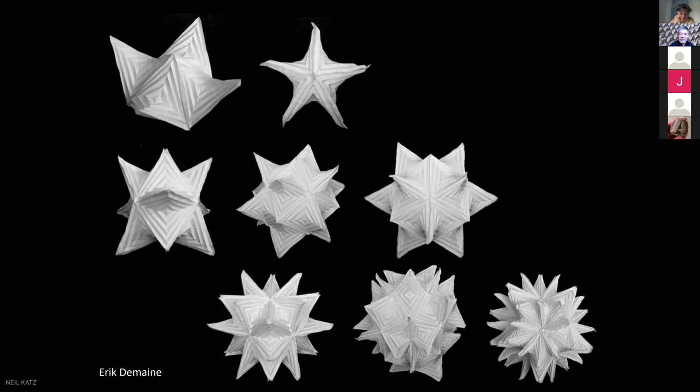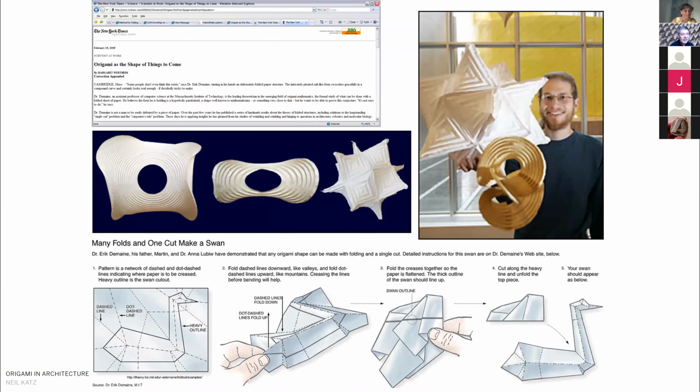And he combined them to create these polyhedral forms, these stellated polyhedra, and also explored curved geometry. And he's also written books about the mathematics and the science behind origami.